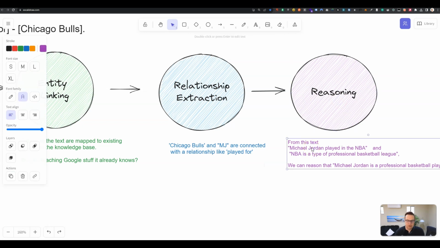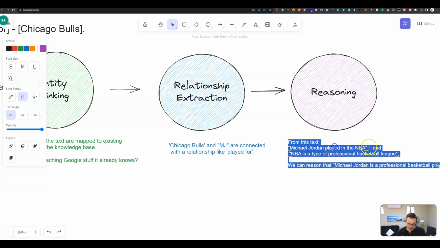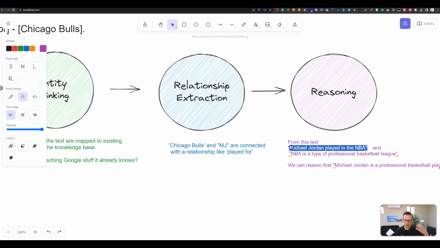Cool, and the last step is reasoning. Now that we know that Michael Jordan has played in the NBA, let's say we found that snippet in one text, and we also know that NBA is a type of professional basketball league. Let's say another article has covered that. Now we can put two and two together and say that Michael Jordan is a professional basketball player, even though that as a fact in itself we haven't found anywhere. But through reasoning, that is definitely something that Google can do in order to have confidence on questions that Google is answering through the knowledge graph that can appear in search results.